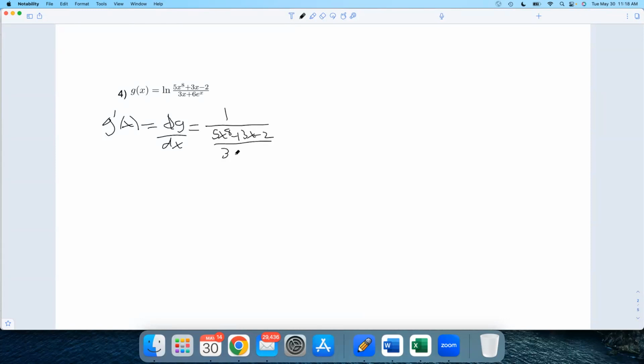Over 3x plus 6e to the x. Now, 1 over a fraction is really just flip the fraction over. So it probably would have been better if I'd just taken this fraction and flipped it over, but we'll leave it alone for now. Times the derivative of what's inside. So the derivative of all this stuff.